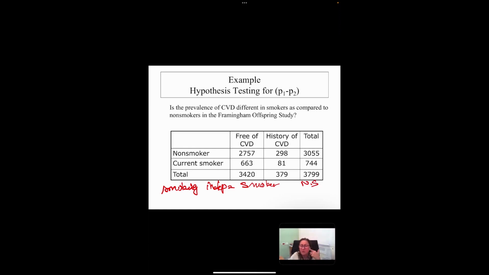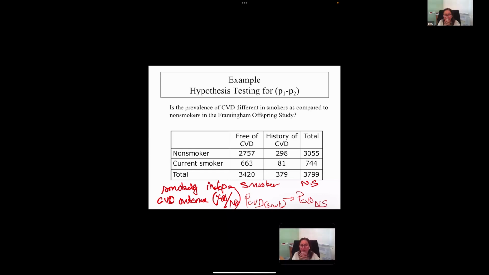Now what am I interested in comparing in those smokers and non-smokers? CVD is my outcome. The prevalence, yes. So CVD comes as yes or no, right? So what is it that I'm comparing? The probability of CVD: the prevalence of CVD among smokers compared to the prevalence of CVD among non-smokers.